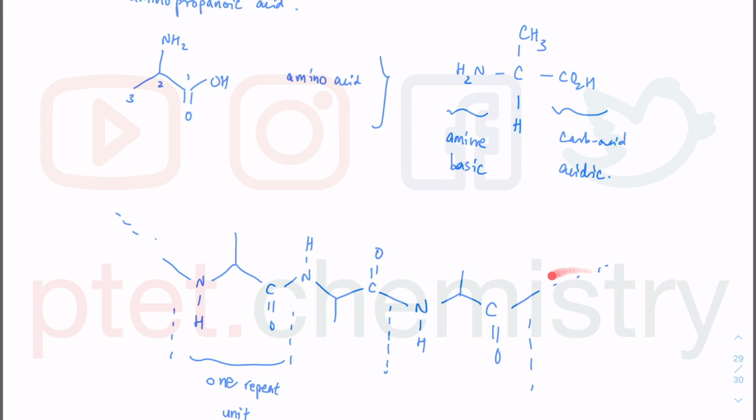You cannot have a closed end there. You cannot have CO2H because it's a polymer. You cannot have NH2 on this end. It's got to continue. It's got to have an open chain there.